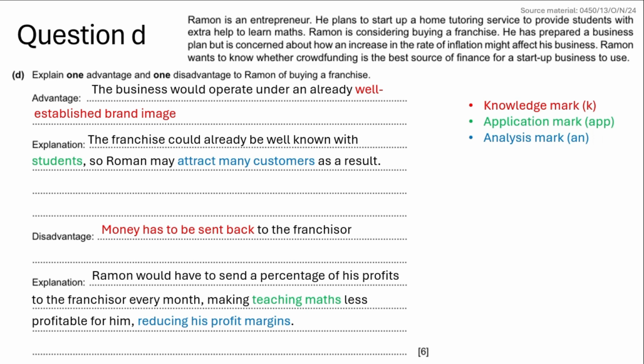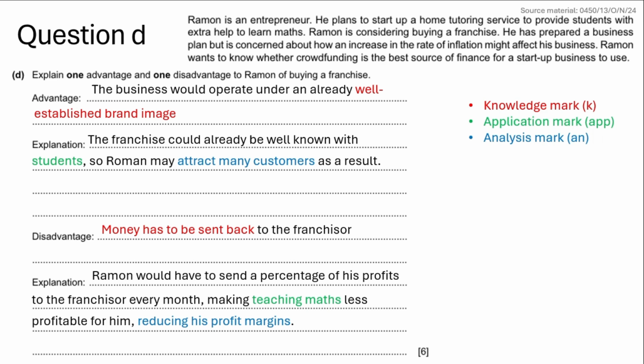The knowledge mark says well-established brand image. So what does this mean for the business? So what? You have good brand image. What does that mean for you? Well, if you have good brand image, that would mean that you would be able to attract many customers. That is the gist of analysis marks. It's the effect or the consequence of the knowledge mark. Let's look at the next part.